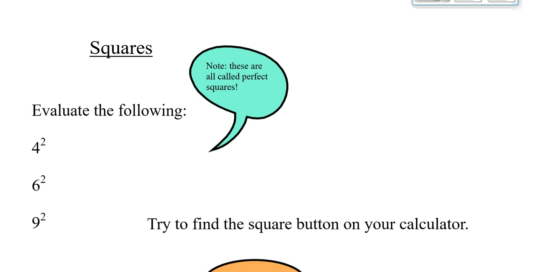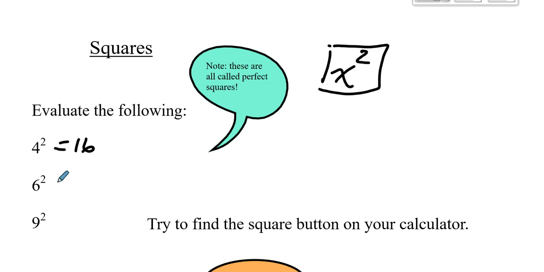So in this video, we're going to look at a few applications of exponents, and the first one is squares. On your calculator, you should see a button that will look something like this that helps you to square a number without using the exponent button. All it really means is taking a number and timesing it by itself. So 4 squared is 16, 6 squared is 36, 9 squared is 81.